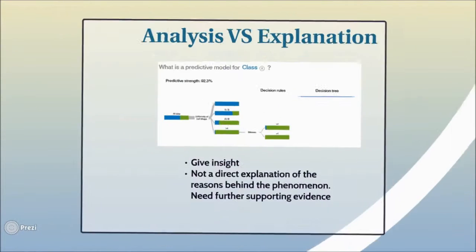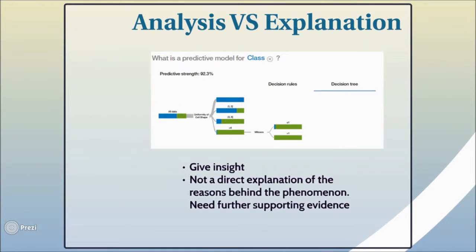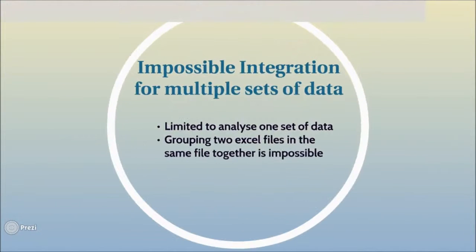Second, IBM can only give insights for decision-making and analysis of data, but not a direct explanation of the reasons behind the phenomenon. Further supporting evidence needs to be found manually, which will be explained later. Third, IBM is only limited to analyzing one set of data. Grouping two Excel files together in the same file is impossible.